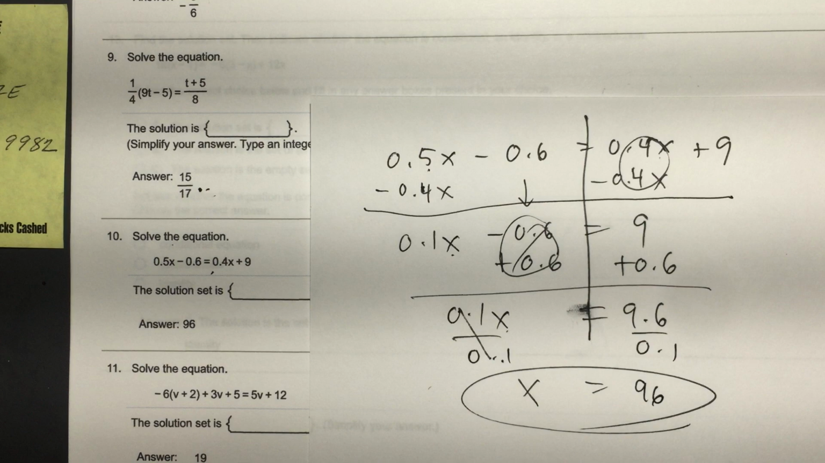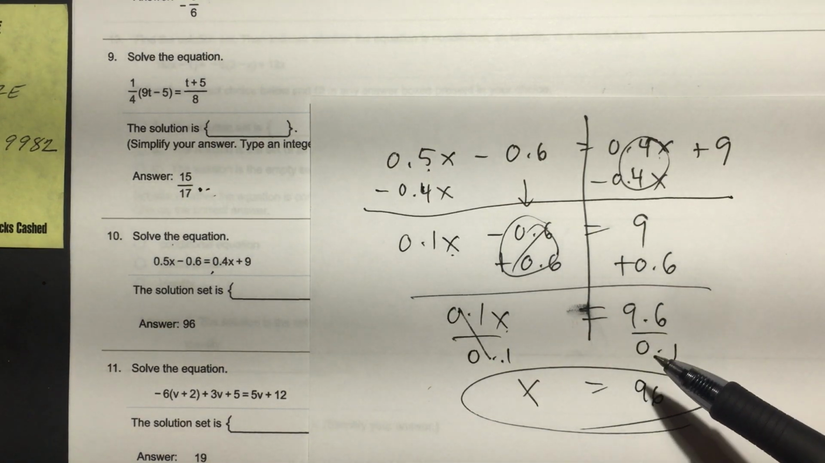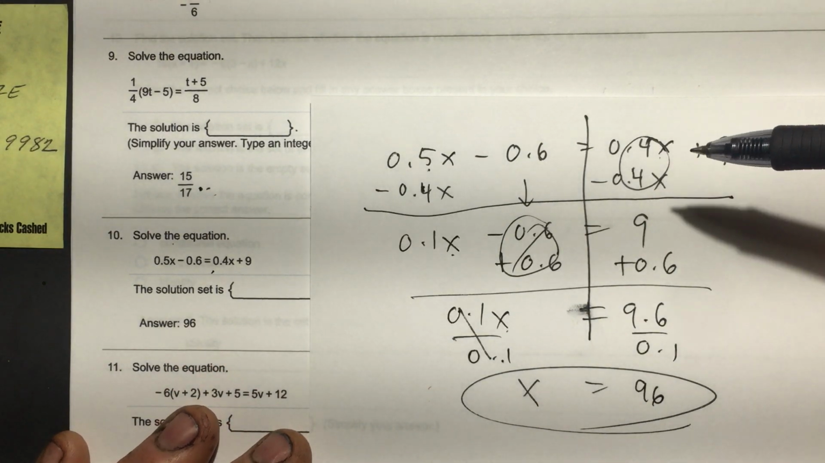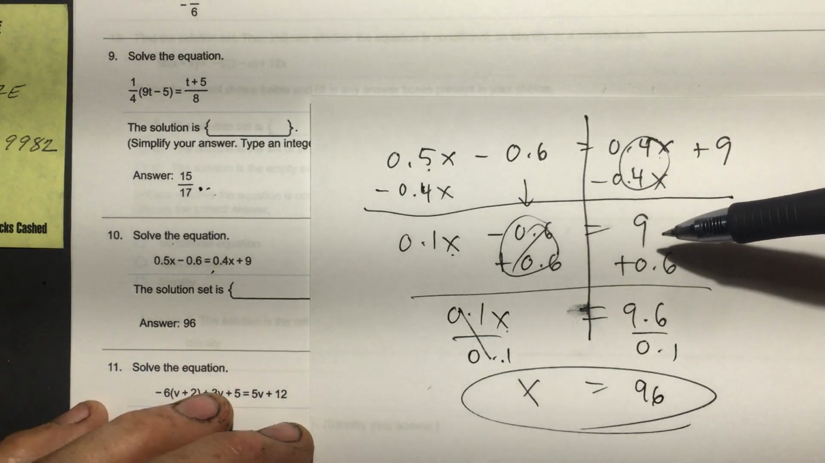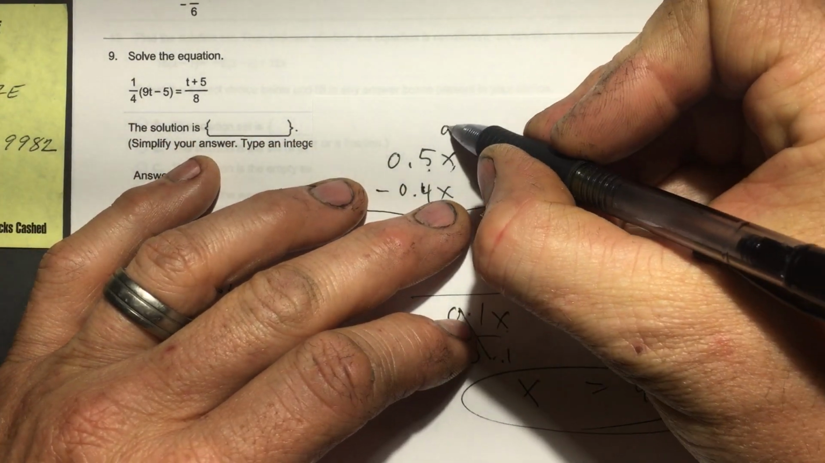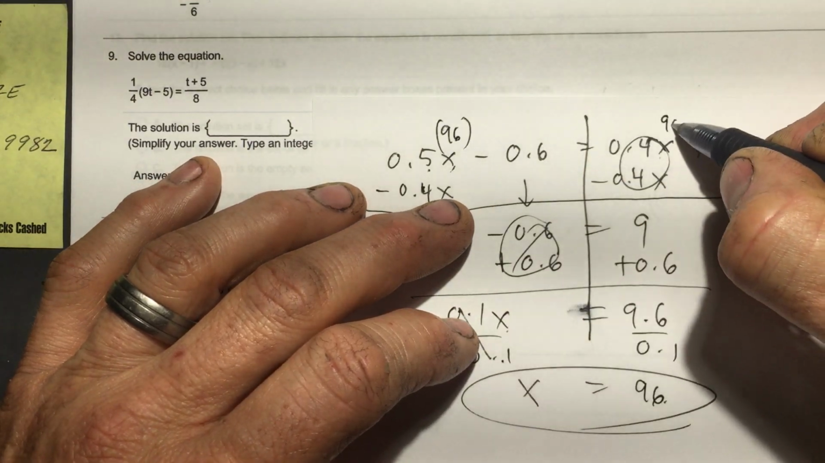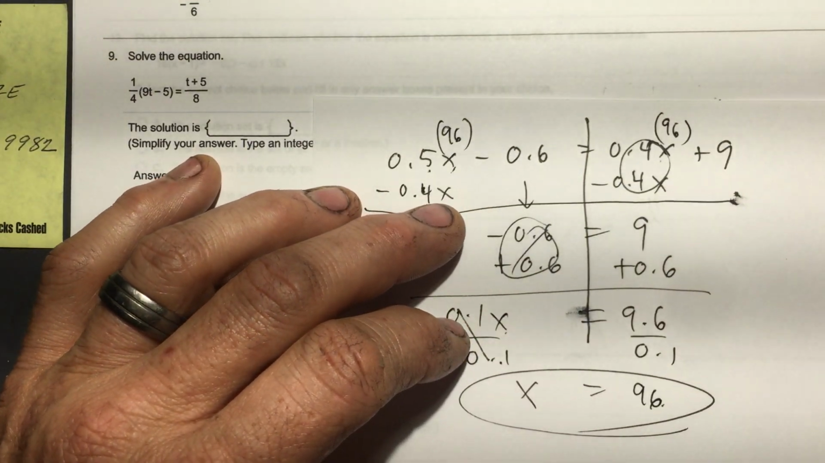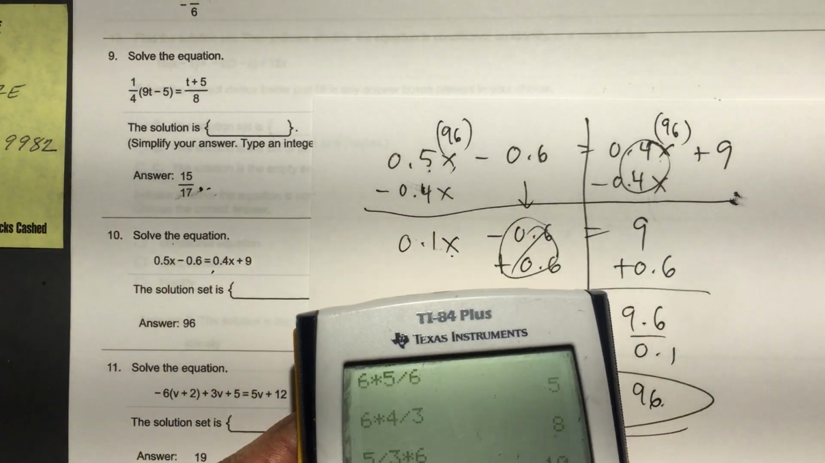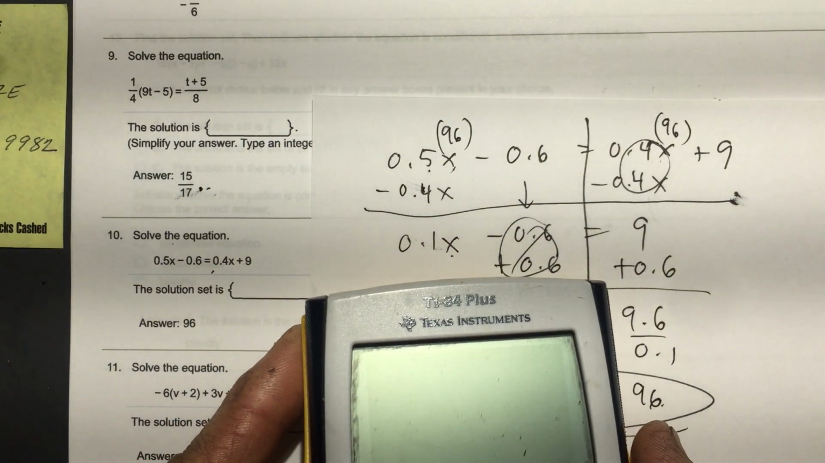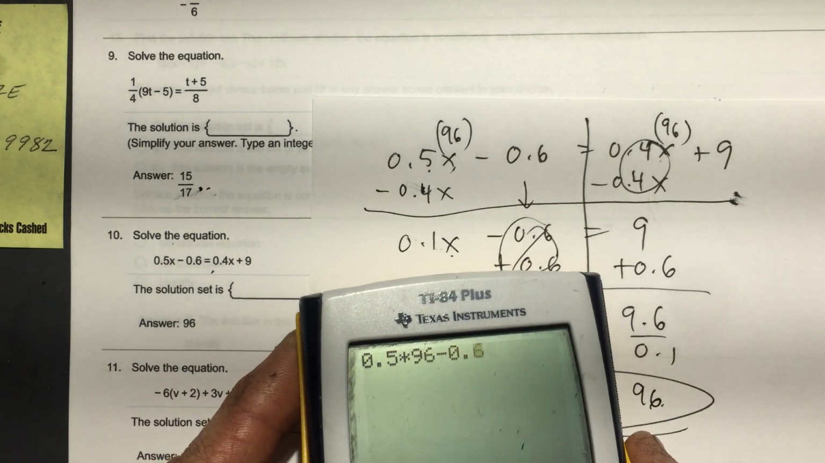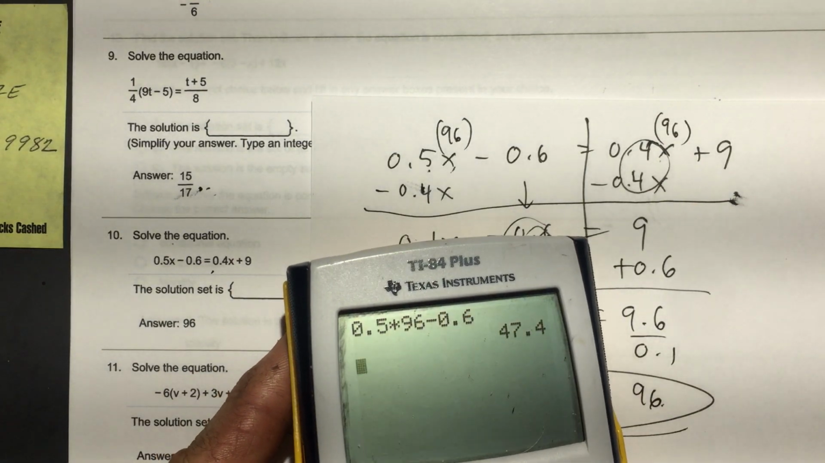Now, what you can do, and I didn't tell that on these previous problems, but like we did the first, I think it was number 3 a while ago, well, maybe it was number 4. We could put this 96 in. So if I put 96 in, I could check and see if that's the correct solution. So I got 0.5 times 96 minus 0.6, and that gives me 47.4.